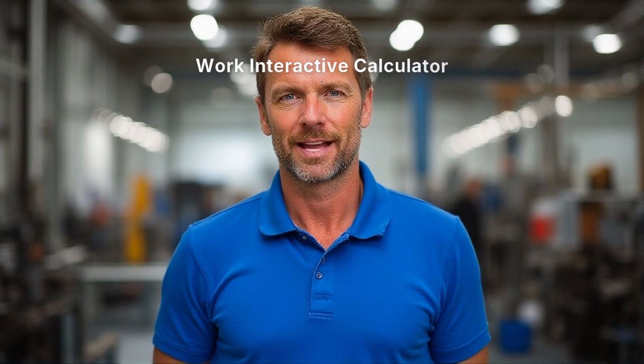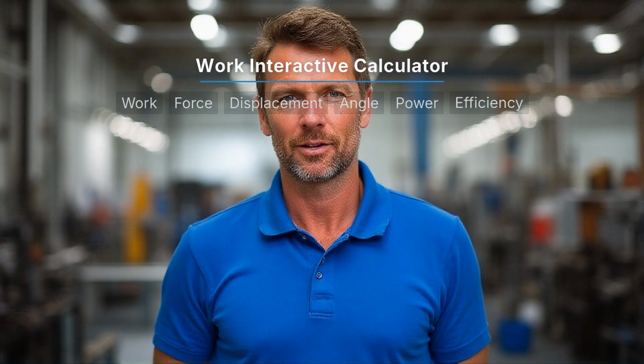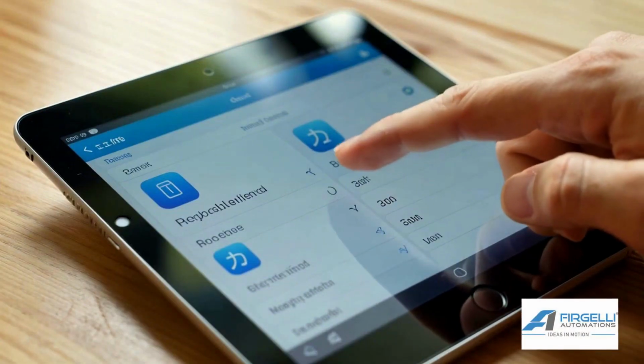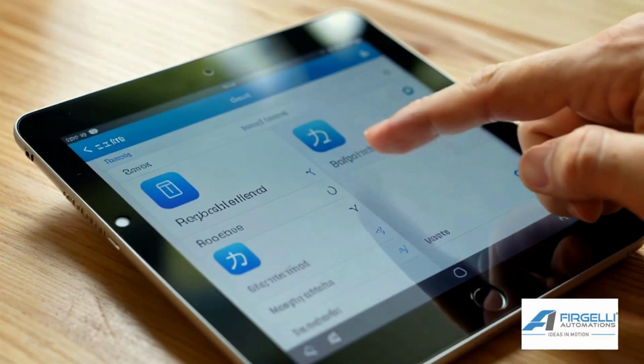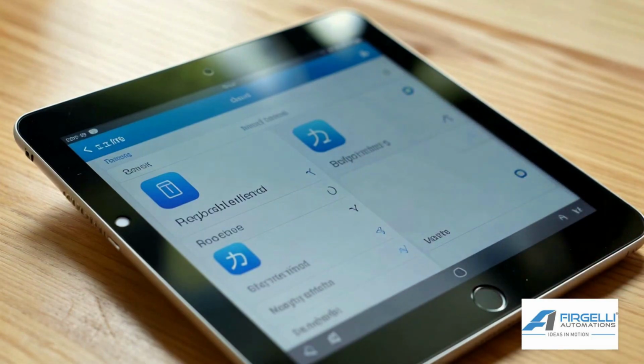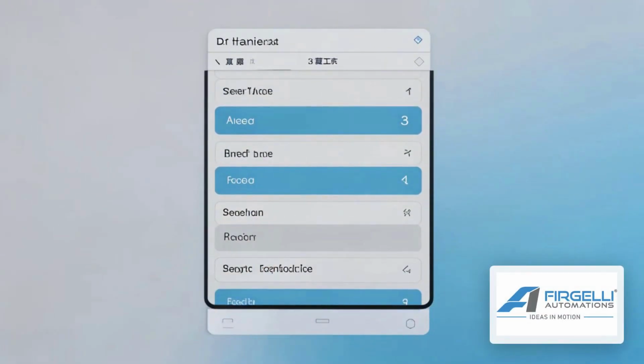This is the Work Interactive Calculator, which solves for work, force, displacement, angle, power, and efficiency in mechanical systems. The calculator has a calculation mode dropdown with 6 options: calculate work, calculate force, calculate displacement, calculate angle, calculate power from work, and calculate efficiency. For this demonstration, I'm selecting Calculate Work.